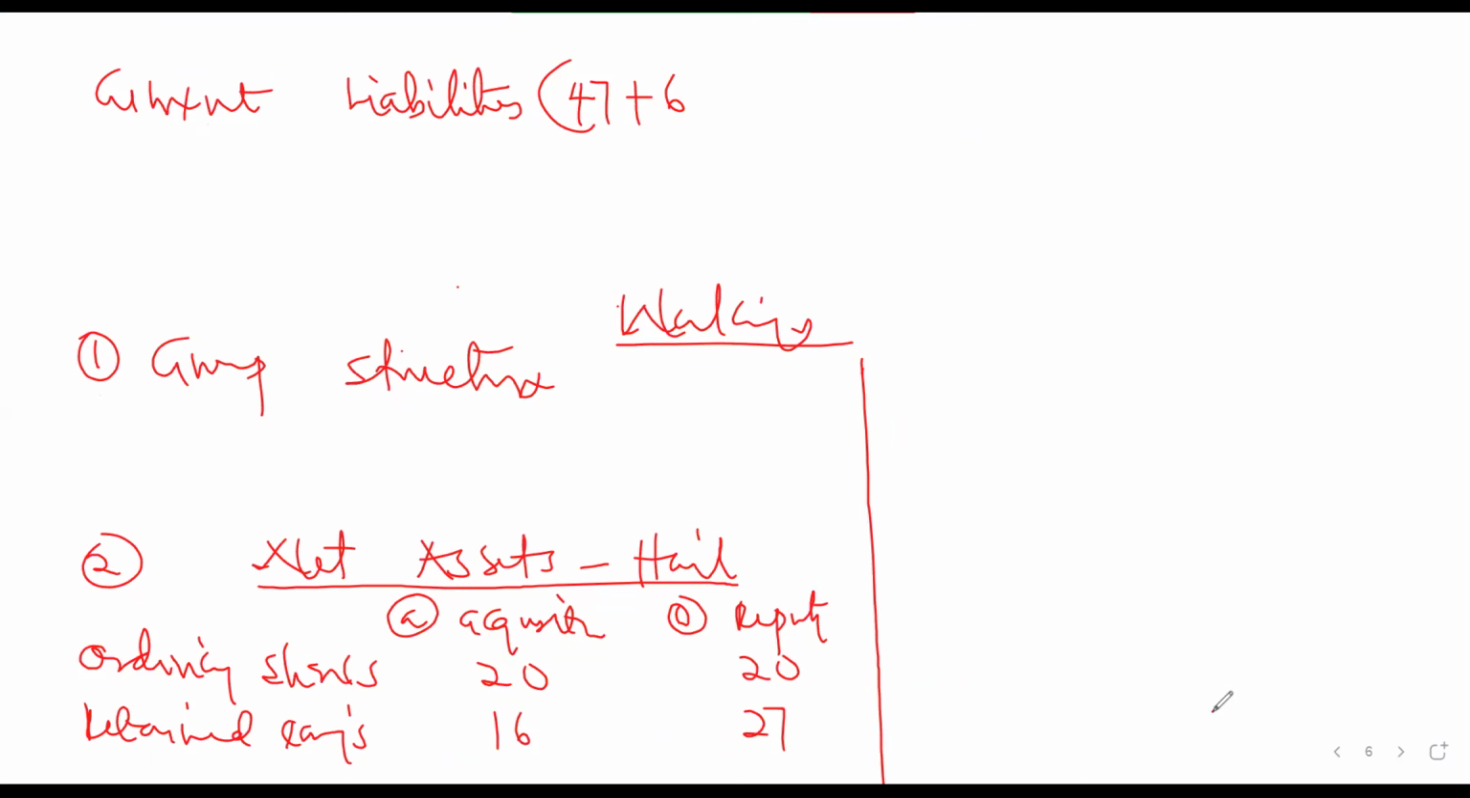What would have been the value of their net assets from their statement of financial position? What's supposed to be the value of their net assets? 36. Okay, 36. But they are now saying their net asset is what? Is 60. Okay, what is the difference there? 24.